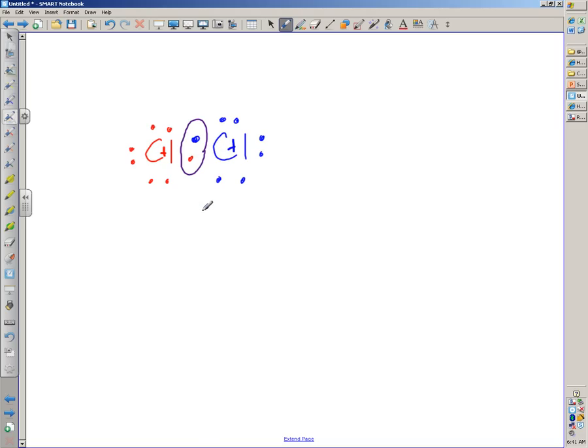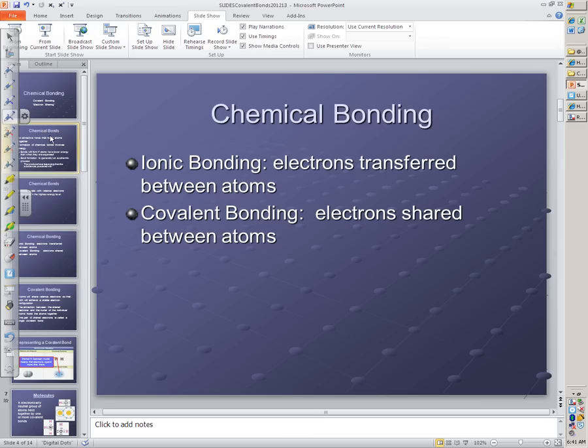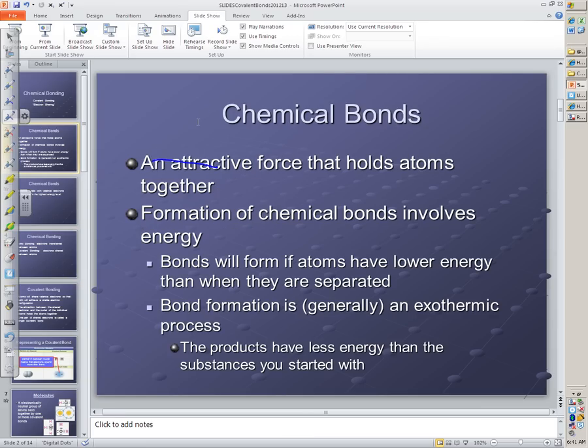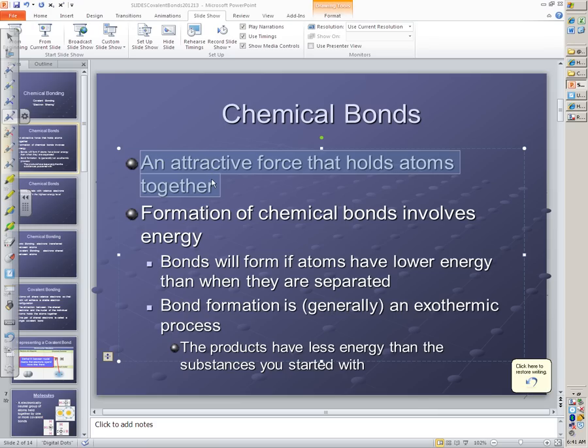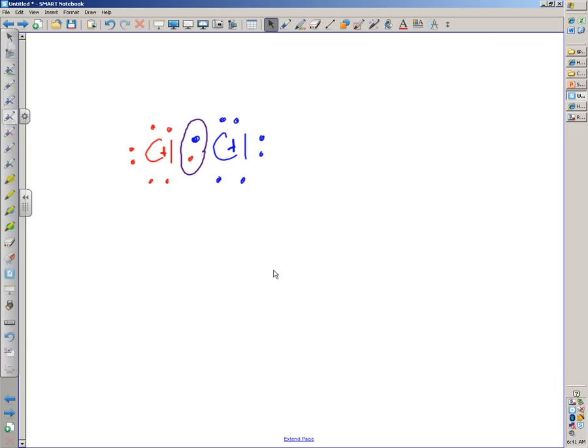Guess what? That is an attractive force. An attractive force that holds atoms together. That's a chemical bond. So that's how these atoms go about achieving that stable octet, that's 8 valence electrons, and in the process end up being attracted to one another. All right? The sharing of that pair of electrons, one from red, one from blue, has caused them to mutually attract one another. And that's covalent bonding.